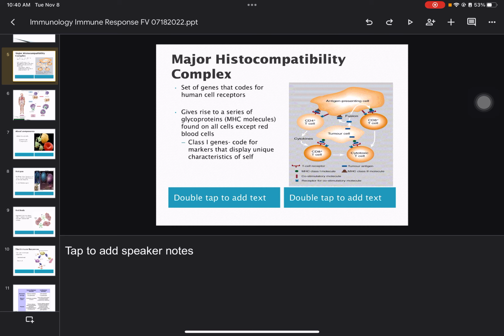The other one that I'm going to have you know is the major histocompatibility complex 2, class 2, which are antigen-presenting cells. Okay? Now, what does that mean, Eric? Maybe a protein on the surface of the cell. That's what it means, right?